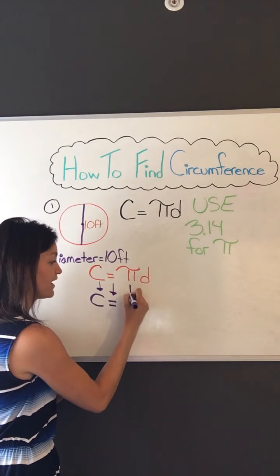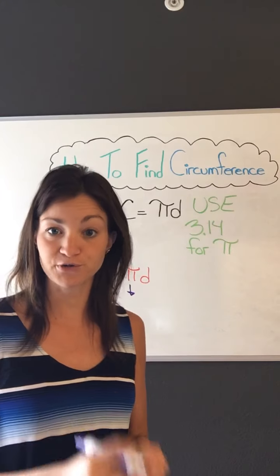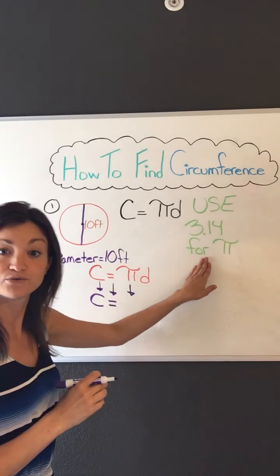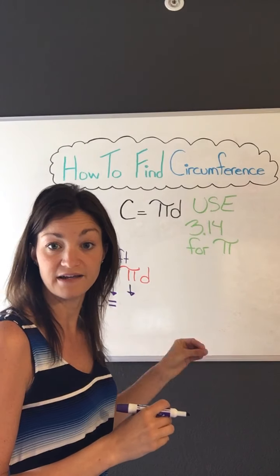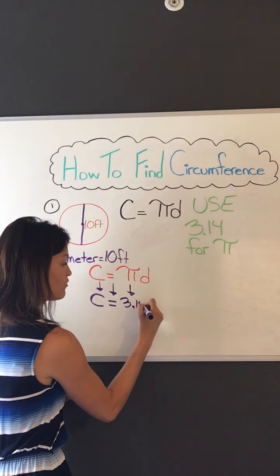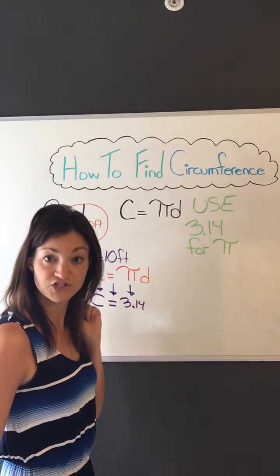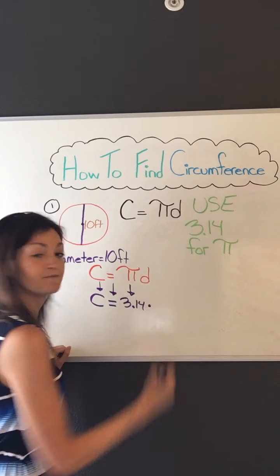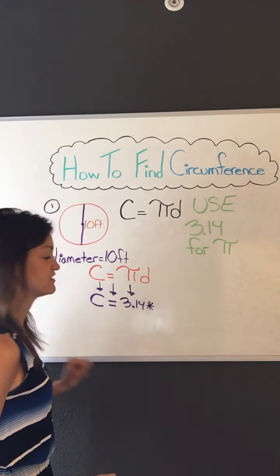Now, pi. You need to go back to your directions. For this particular problem, the directions say use 3.14 for pi. So you are simply going to plug that in or substitute that in. So now we have 3.14. Just a reminder, when they are touching, that indicates multiplication. You can use a dot, you can use an asterisk, or you can use parentheses.